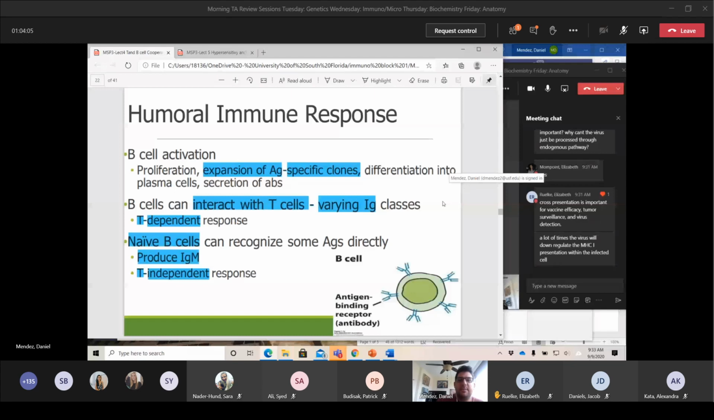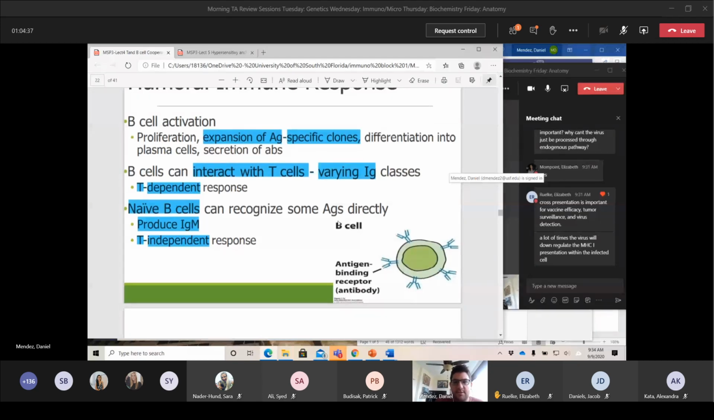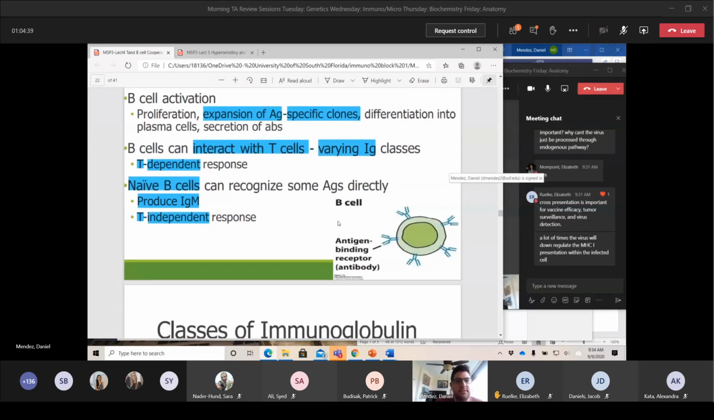Also, remember, it's important to know that this is T cell dependent. So we need T cells to do class switching. If we don't have T cells, so if it's a T cell independent response, we're only going to produce IgM. If we have T cell interaction, so if T cells are interacting with the B cells, then we will be able to create IgG, IgA, IgE, depending on what the scenario calls for. And make sure you remember what IgG, IgA, and IgE are used for, as well as that IgD just hangs out on the cell surface.